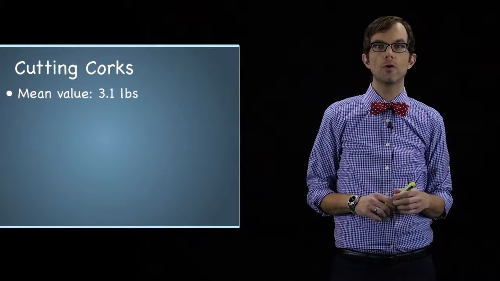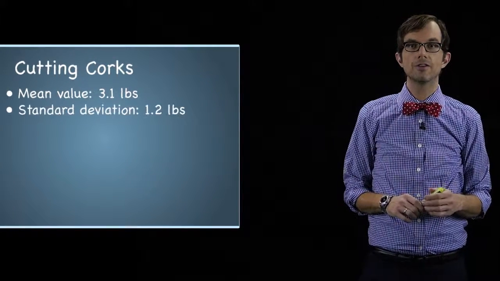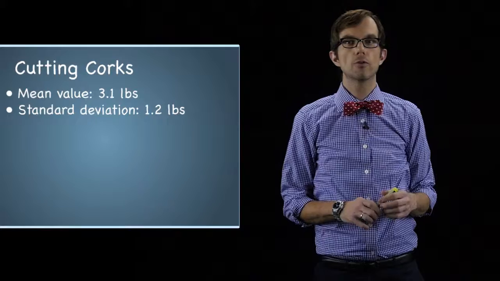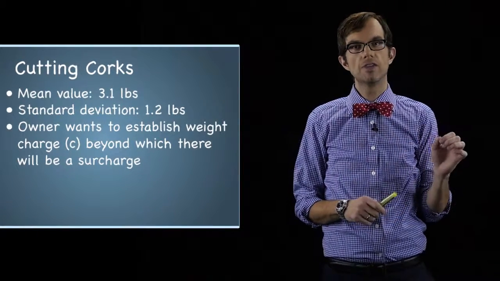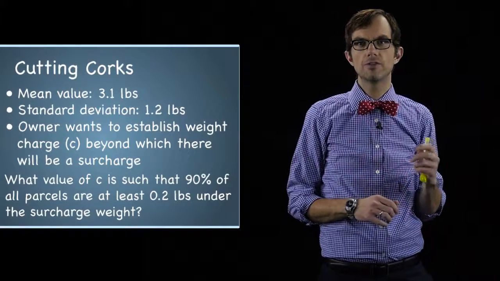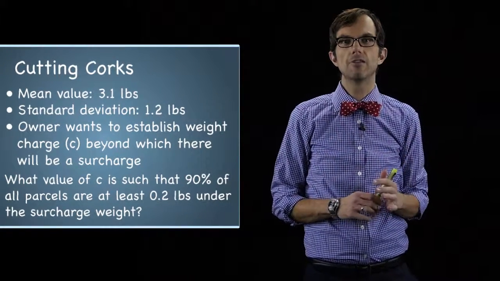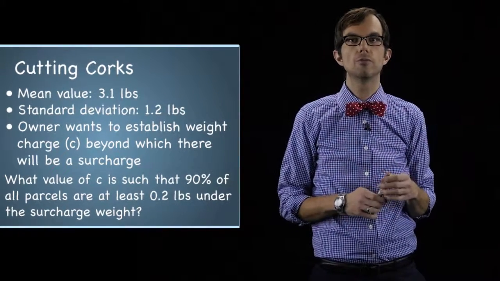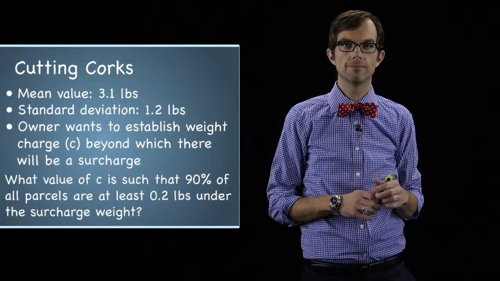Say you're analyzing the deliveries of flowers at the florist/bike shop Pedal to the Pedal. The weight distribution of packages of flower deliveries is normal with mean value 3.1 pounds and a standard deviation of 1.2 pounds. The owner wishes to establish a weight value C beyond which there will be a surcharge. What value of C is such that 90% of all parcels are at least 0.2 pounds under the surcharge weight?